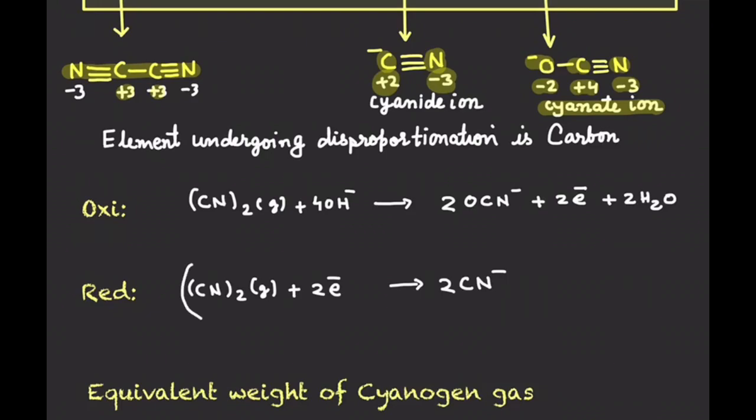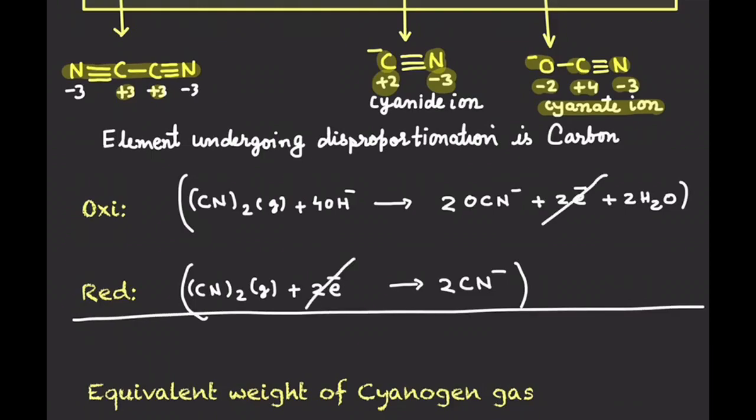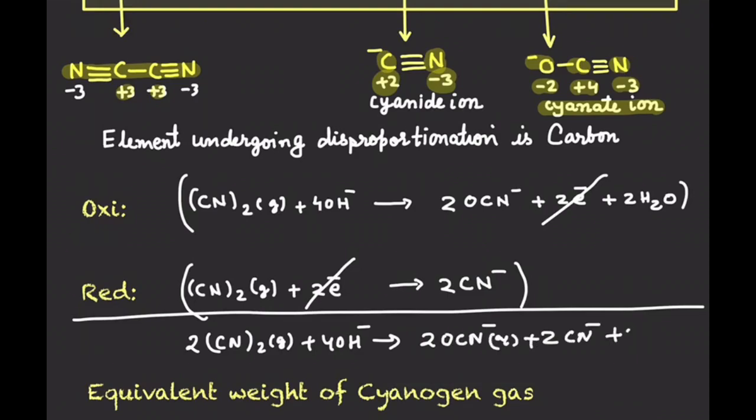Now in the overall reaction of reduction and oxidation, the same number of electrons are participating, so if we add, the electrons will cancel out. We can write that 2 molecules of cyanogen gas plus 4 times OH minus ion will form 2 times cyanate ions plus 2 times cyanide ions plus 2 water molecules. So this is the overall balanced reaction.